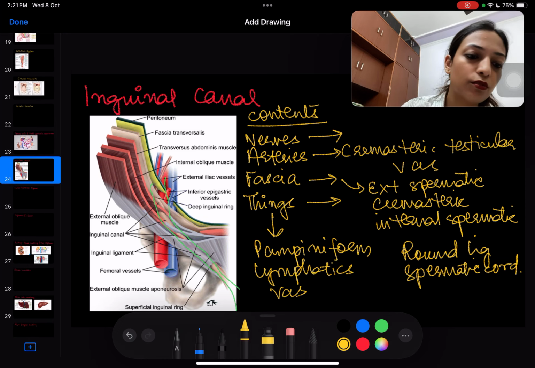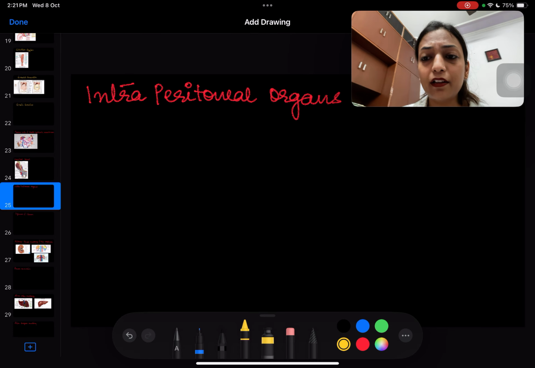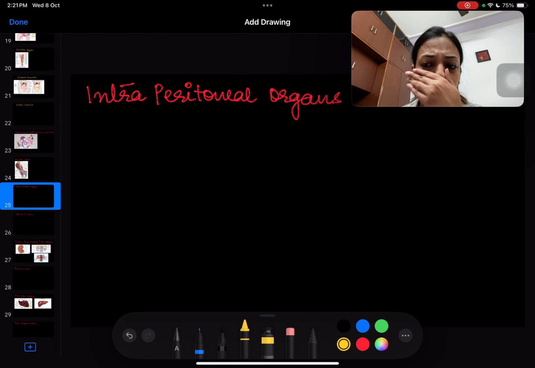So let's go to the next topic. This is the intraperitoneal organs. So see, intraperitoneal organs and what is the next? Retroperitoneal organs we need to remember. So let's remember just one part so that we are able to remember the second part in a different way. So my trick is to remember the intraperitoneal organs so that it becomes easy for us.